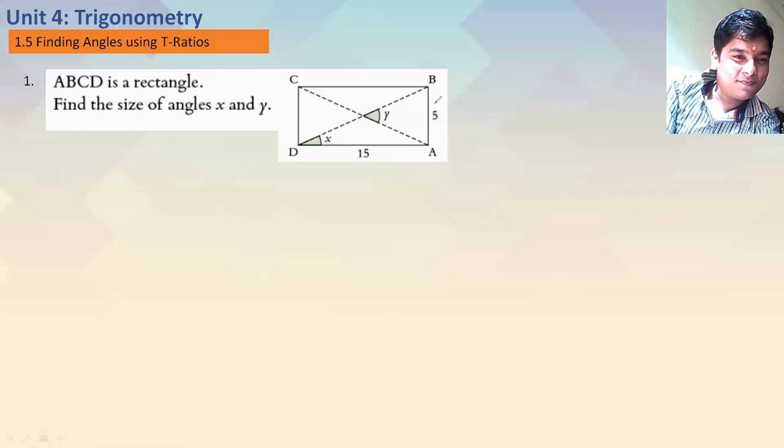In a rectangle, we don't have this angle as a right angle. Are you getting the idea? So this angle could be any acute angle. This angle could be any obtuse angle, right? We need to find out.